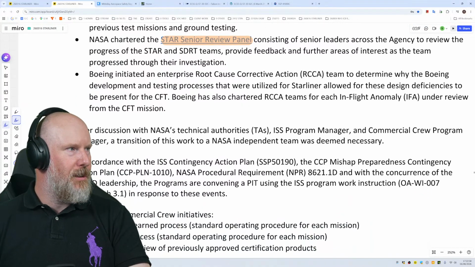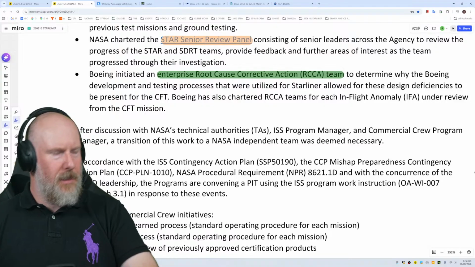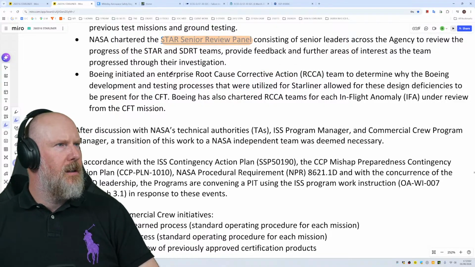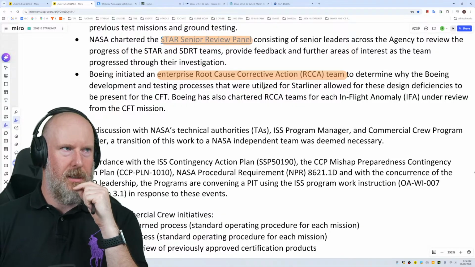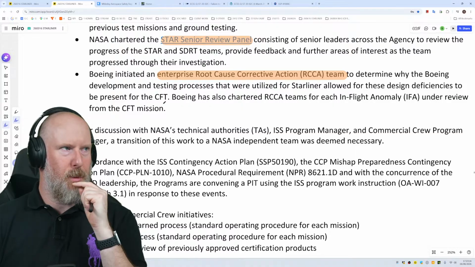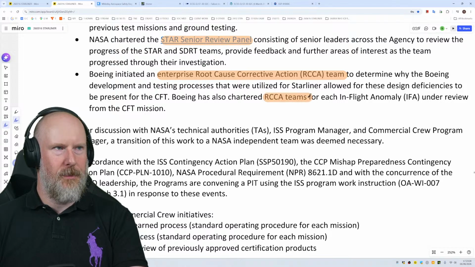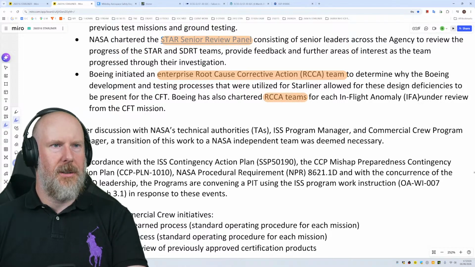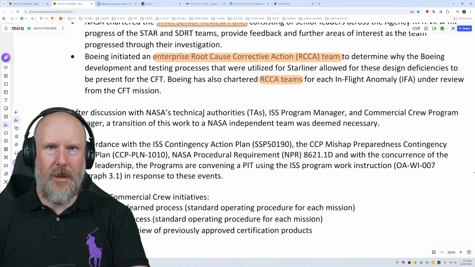initiated an enterprise root cause corrective action team to determine why the Boeing development and testing processes that were utilized for Starliner allowed for these design deficiencies to be present for the crew flight test. Boeing has also chartered RCCA teams for each in-flight anomaly under review from the CFT mission. So STAMP, STPA, and CAST could help with all of those things.